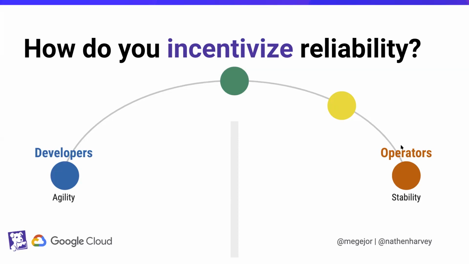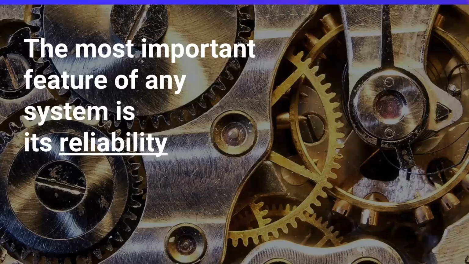Developers are really pushing for speed. Operators are really pushing for stability. And one of the best ways to push for stability is to accept no change. So we have to think about this because, of course, our customers want us to change. Our businesses require us to change. So how do we incentivize this reliability properly across these teams?